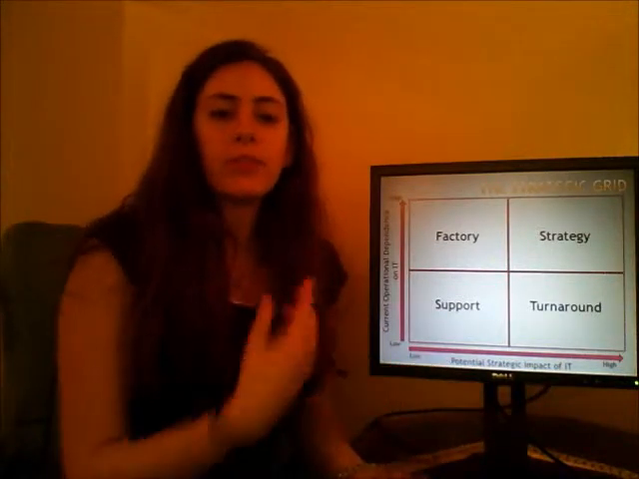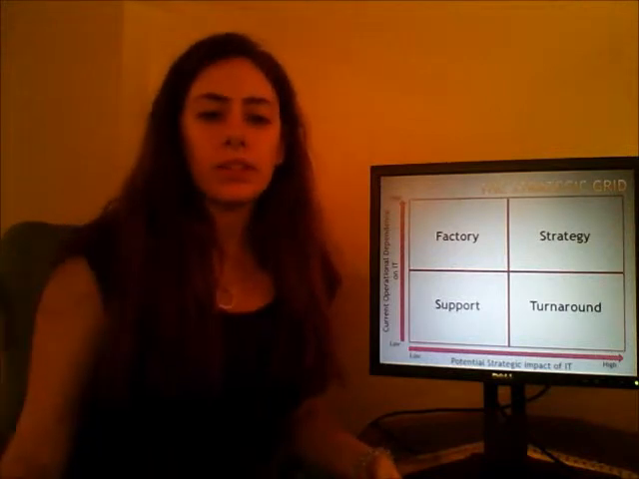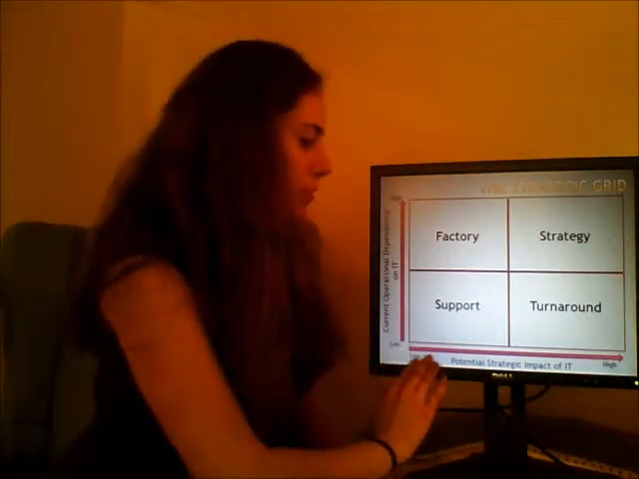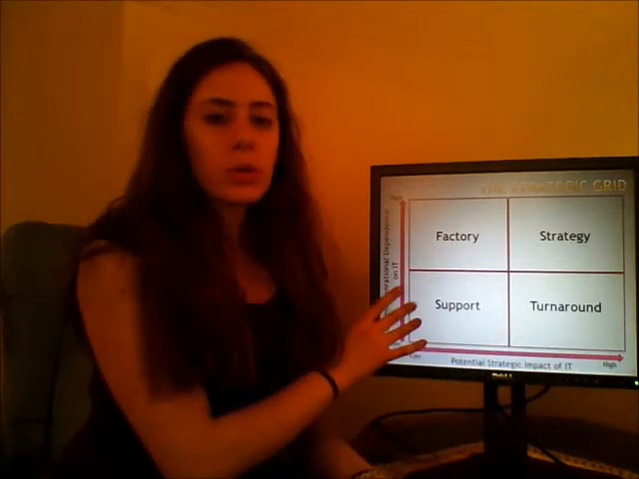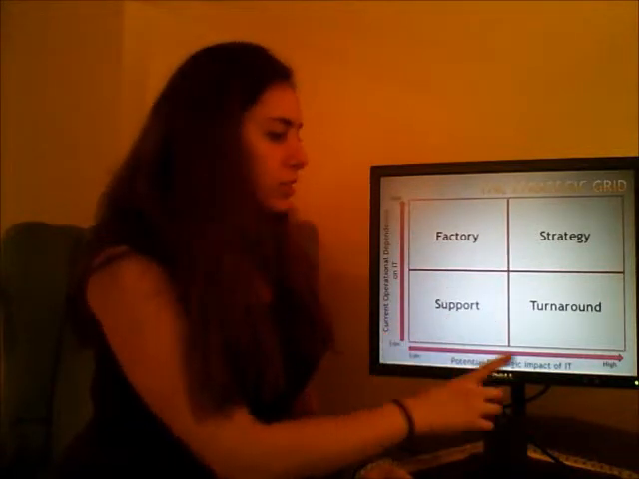This is talking about the future, that's telling us in the future this is what we want to use IT. So the more that they want to use IT, then the more potential impact it will have on the business itself. Now there are four quadrants: the factory, the strategy, the support, and the turnaround.